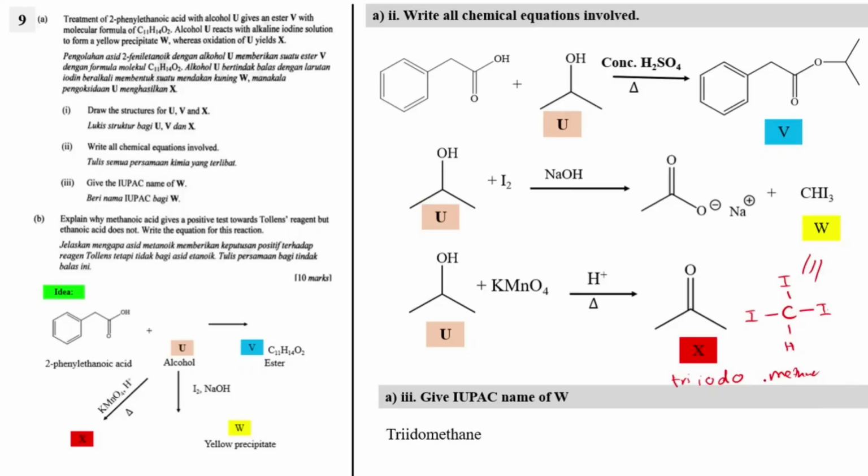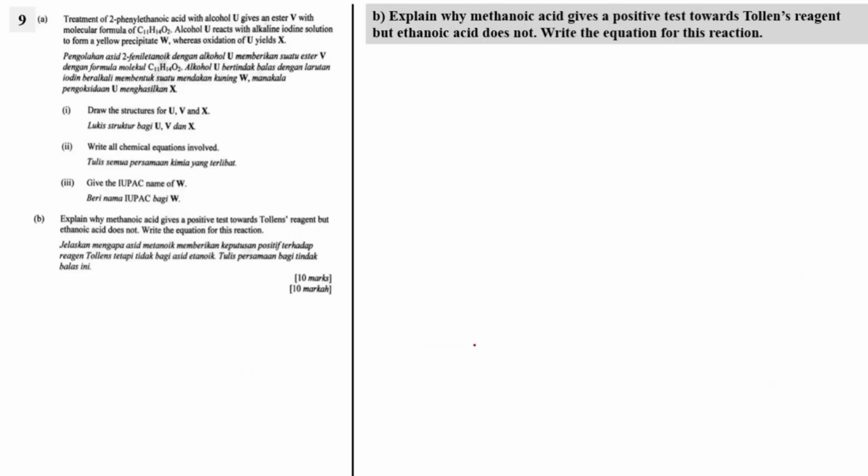Okay. Now for question B, we need to explain why methanoic acid will give a positive result towards Tollens' reagent, but ethanoic acid does not. Write the equation for this reaction. So methanoic acid basically contains 1 carbon. Meanwhile, ethanoic acid will have 2 carbon. So methanoic acid, if you were to draw, you're going to get it like this, and then H here. So here is the methanoic acid.